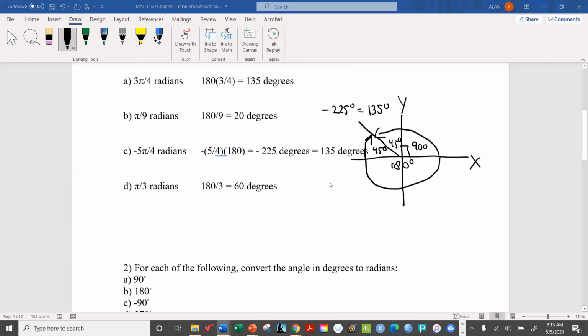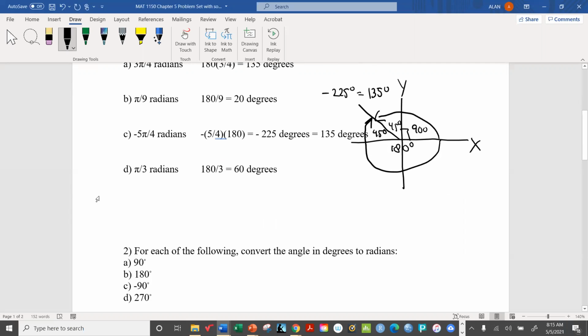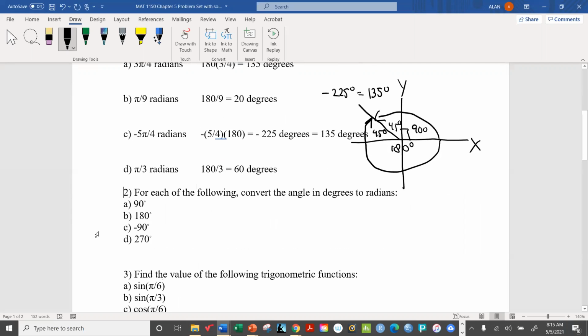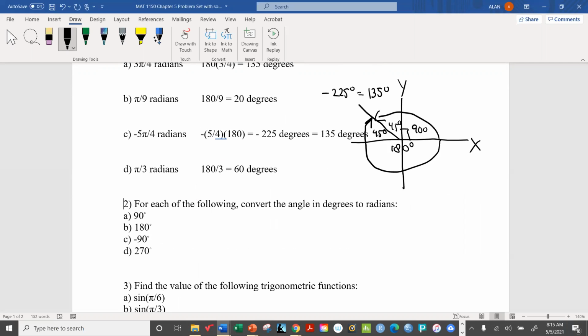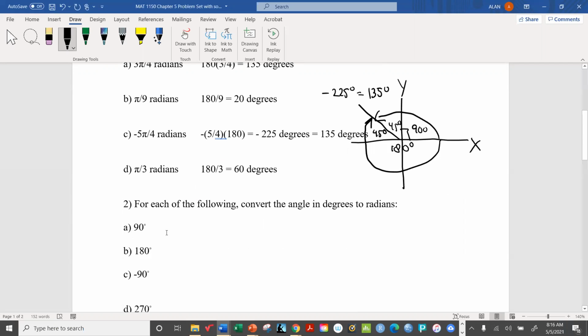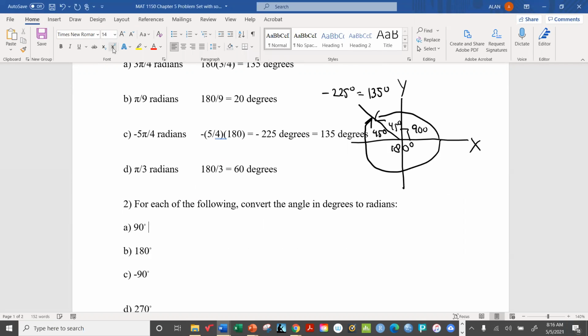All right, anyway, so those are done. So now we're going the opposite direction. We're going from angles to radians. So now our strategy is to do the opposite. Okay, so let's get these set up. So what we have to do is divide by 180 and multiply by pi.